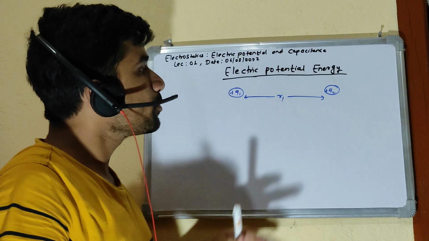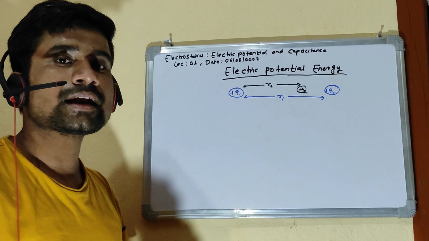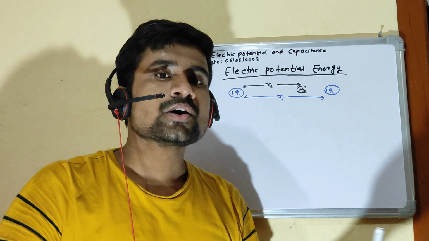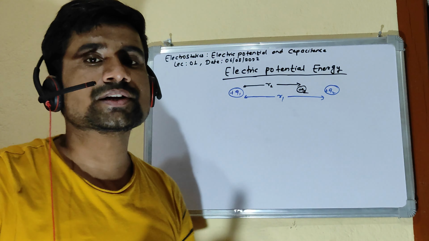Now you need to bring this charge q2 to a new distance, let's say r2. This is the new distance to which this q2 is to be brought, right? So here we are doing work against this q1. Now let's find out the amount of work we are doing, then we will be able to appreciate what potential energy is, right?